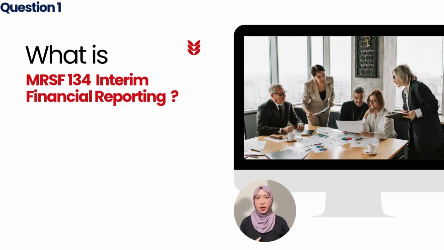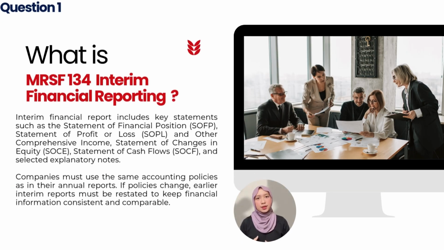An interim financial report includes key statements such as SOFP, SOPL and other comprehensive income, SOCE, SOCF, and selected explanatory notes. These notes usually contain detailed information such as accounting policies used, changes in estimates, seasonal effects, unusual items, dividends paid, and significant events occurring after the reporting period. MFRS 134 also states that the company must use the same accounting policy as in their annual report. If the policy changes, the earlier interim reports must be restated to keep the financial information consistent and comparable. Revenue and expenses are recognized when they occur, and inventories are measured at the lower of cost and net realizable value.